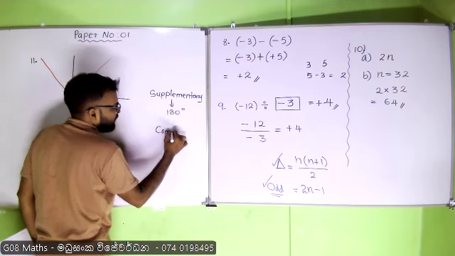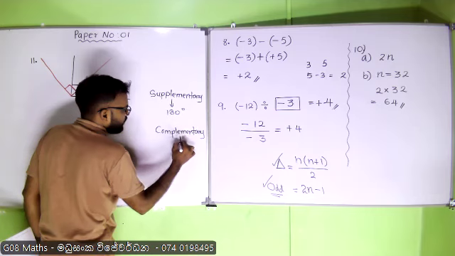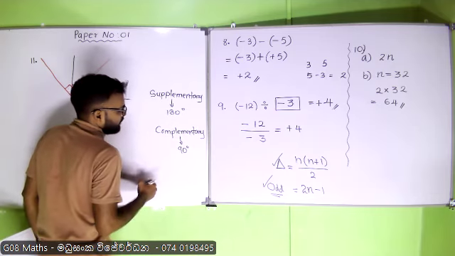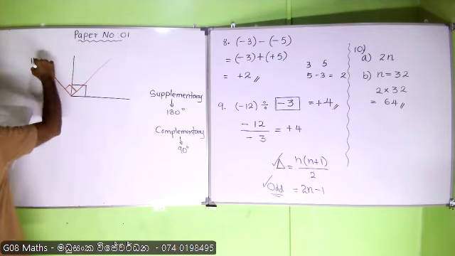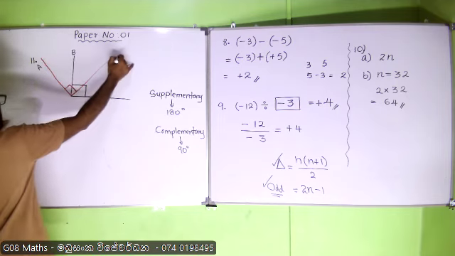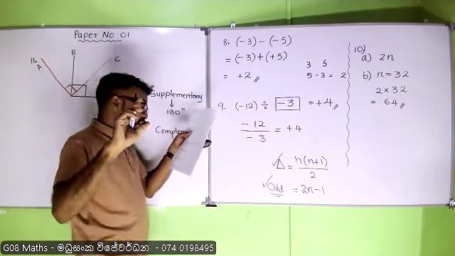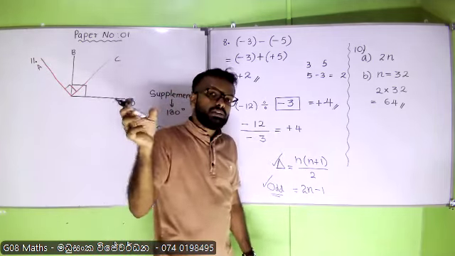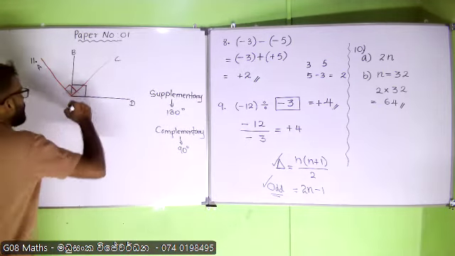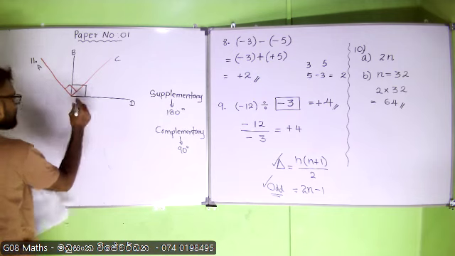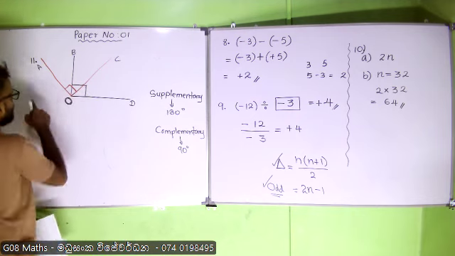If you hear the word complementary, you need to remember 90 degrees. So they are asking, here we have A, here we have B, here we have C, here we have D. They are asking you to name the pair of supplementary angles. Supplementary, the summation should be 180. So this middle, I will call this O. Please make it as O.